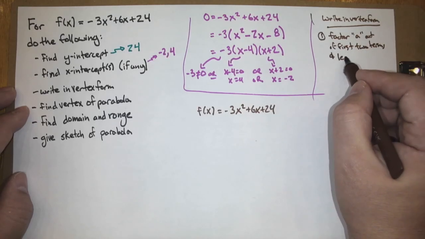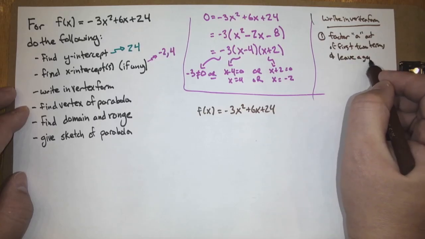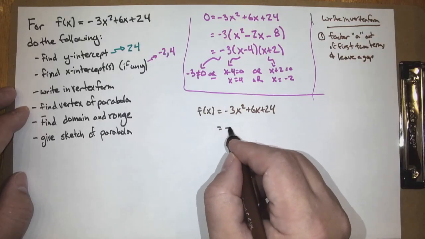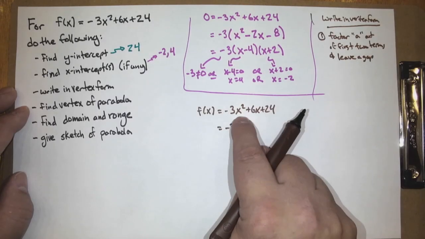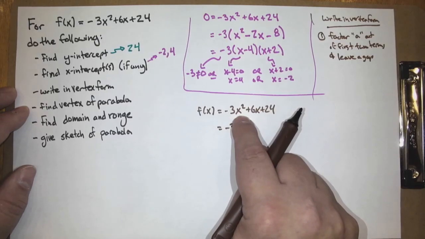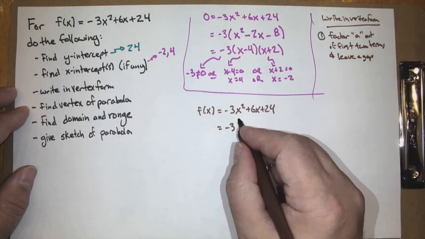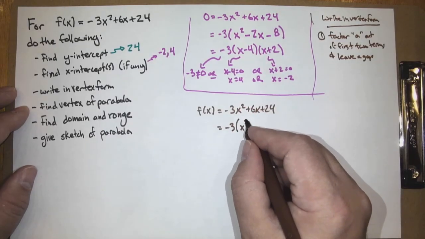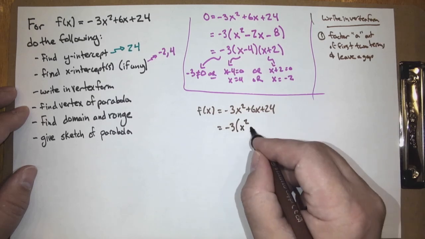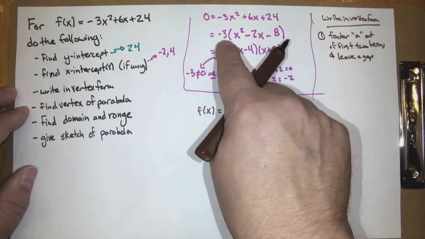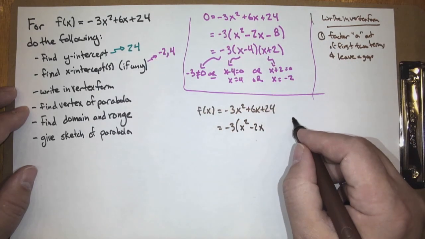And leave a gap. Okay, so what I mean by that? So negative 3, that's what's attached to the x squared. That's what I'm calling the a. I'm going to factor it out of the first two terms, so that you get x squared and minus 2x. It's the same as what we were doing up here when we factored negative 3 out. Then I'm going to leave a nice big gap.